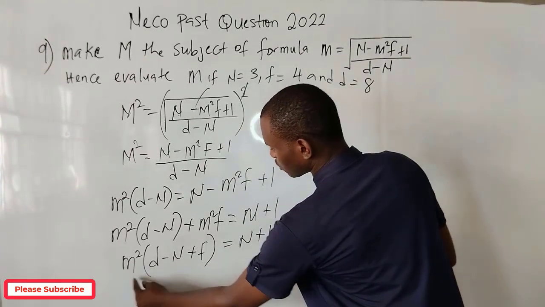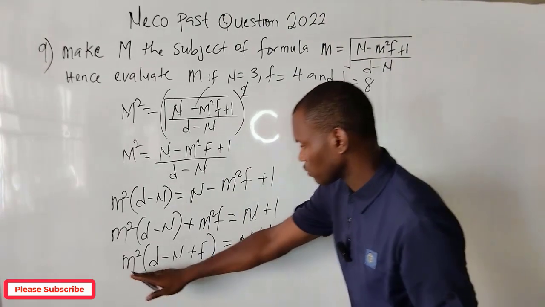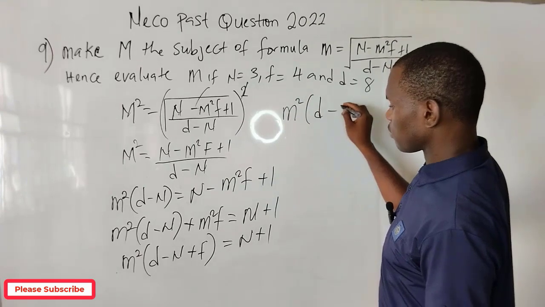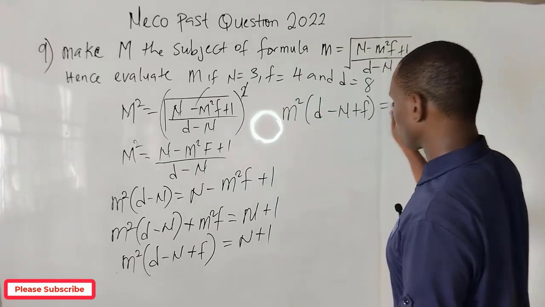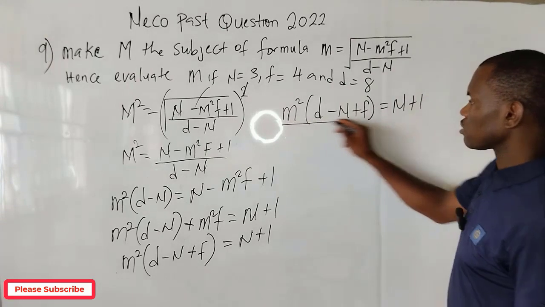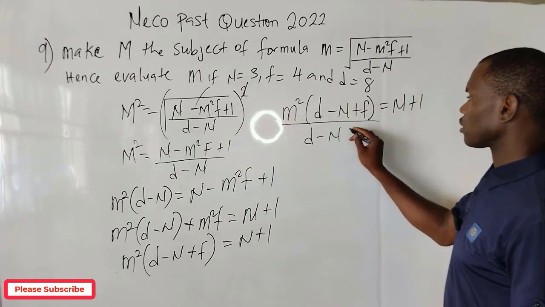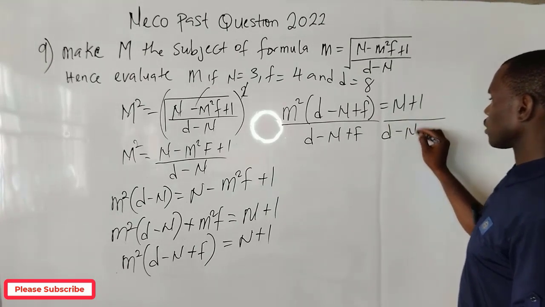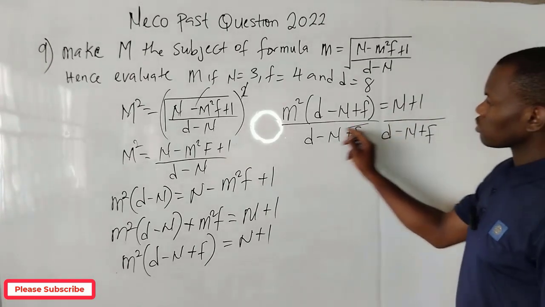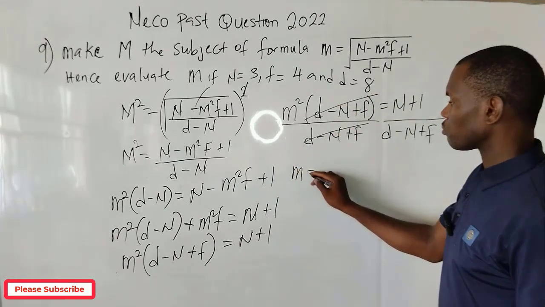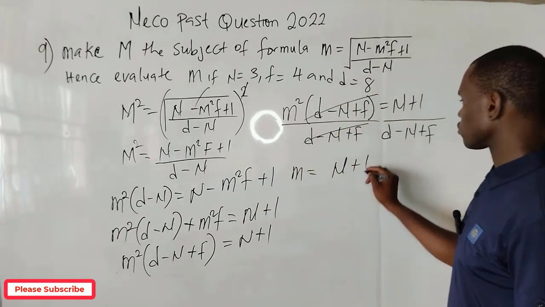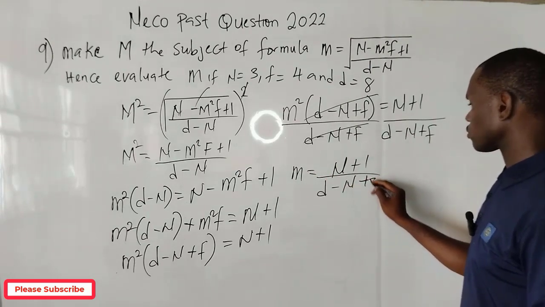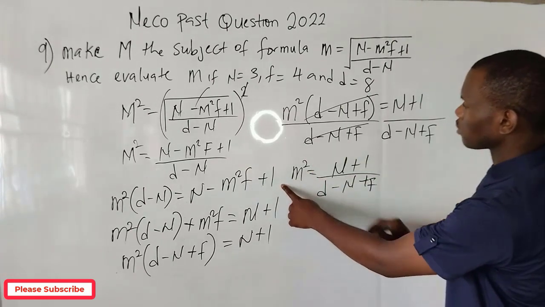To get m squared, divide both sides by the coefficient of m squared. I'll have m squared into d minus n plus f equal to n plus 1 divided by d minus n plus f. This will cancel this, so my m squared will be equal to n plus 1 over d minus n plus f. Okay, remember we have a square here.